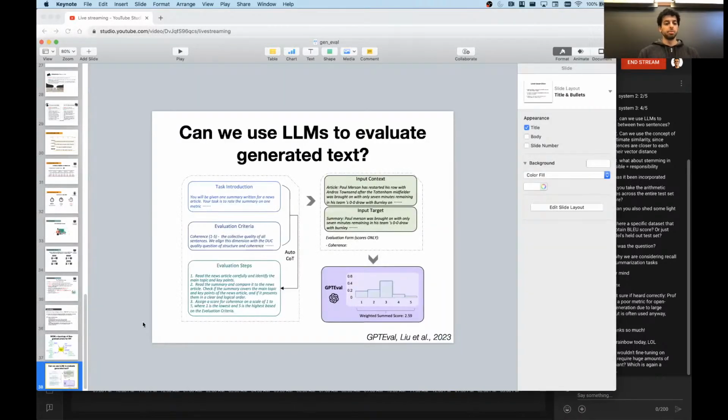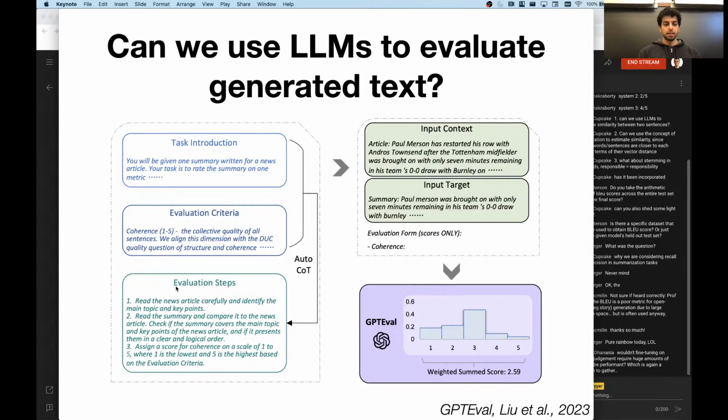2, read the summary and compare it to the news article. Check if the summary covers the main topic and key points of the news article, and if it presents them in a clear and logical order. 3, assign a score for coherence on a scale of 1 to 5, where 1 is the lowest and 5 is the highest, based on the evaluation criteria.